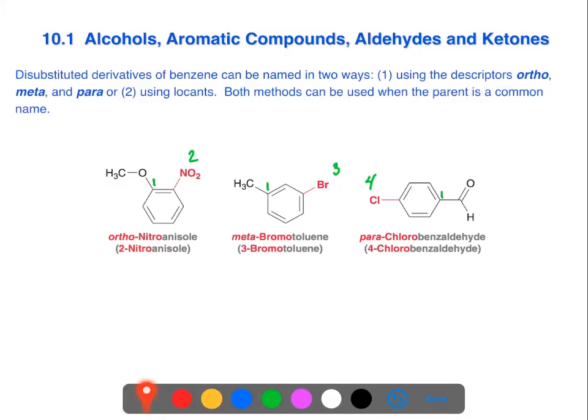or a 4-chlorobenzaldehyde, or benzenecarbaldehyde. Now we can also use descriptors known as ortho, meta, para, and they describe the relationship between a second substituent somewhere in the ring with respect to the substituent of the parent. So a 1-2 relationship is described by the term ortho. A 1-3 relationship is described by the term meta, and a 1-4 relationship is described by the term para. So it's correct to use either the descriptors ortho, meta, para, or to simply use the locant. Either is fine.